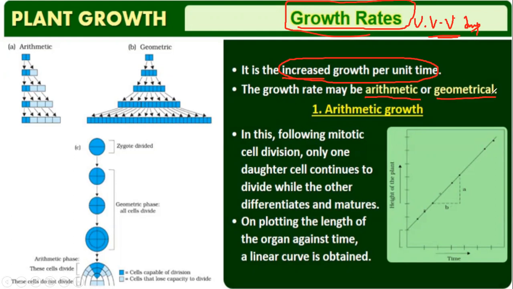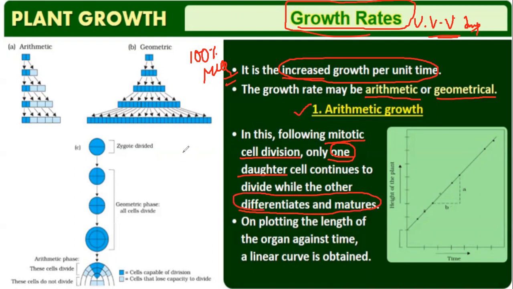If you watch the previous videos of the channel, you might have seen that in many sessions I have come across this arithmetic and geometrical growth rate, and you can expect a 100% direct MCQ from this portion. First, we are going to discuss arithmetic growth. In this, following mitotic cell division, only one daughter cell continues to divide while the other differentiates and matures.